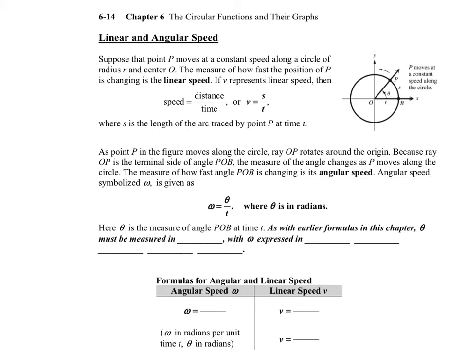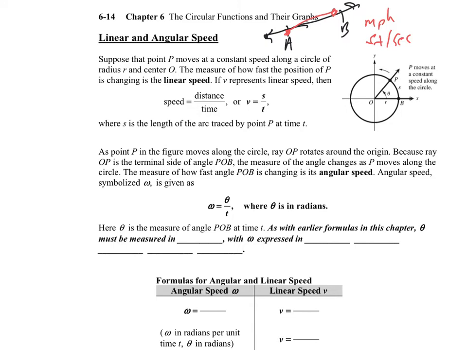Linear and angular speed. If you're running from point A to point B, that's considered a linear speed from A to B, represented as miles per hour or feet per second. Okay, you get the idea?